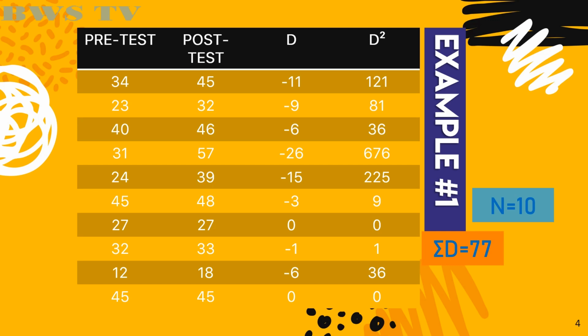You just have to add all of these without minding the negative signs. So you add 11 plus 9 plus 6 plus 26 plus 15 plus 3 plus 0 plus 1 plus 6 and 0, which is equal to 77. And we do the same thing to the next column, which is d squared. Just add all the values in this column, which equals 1185.